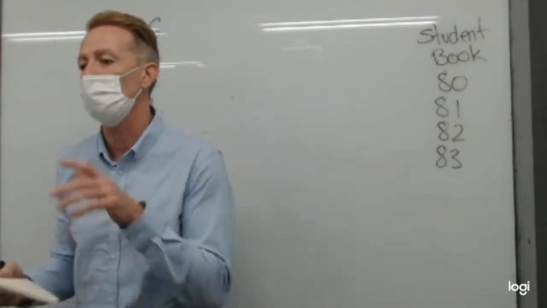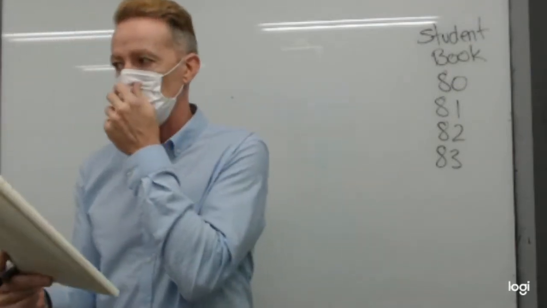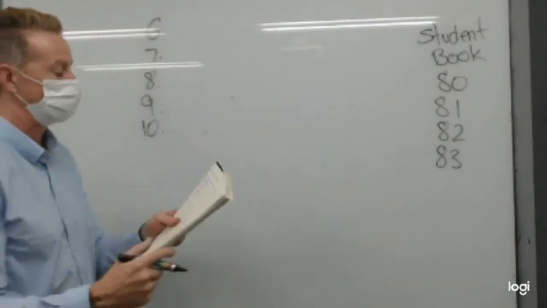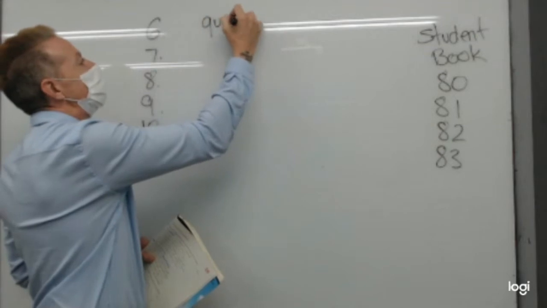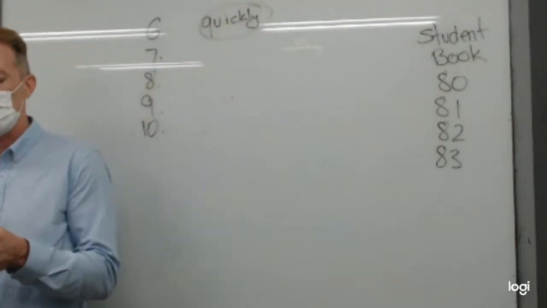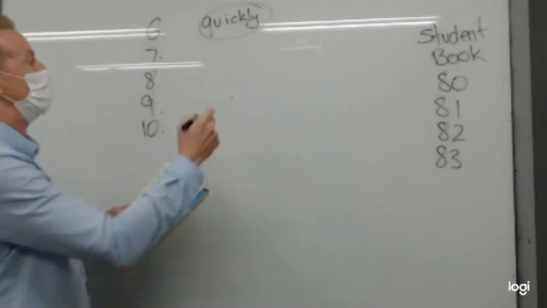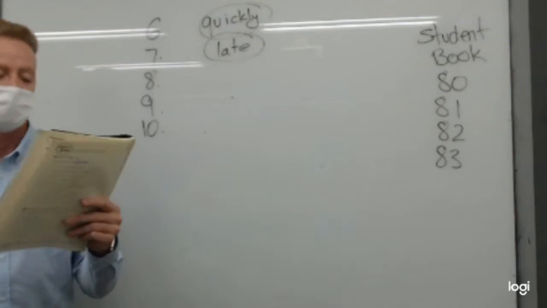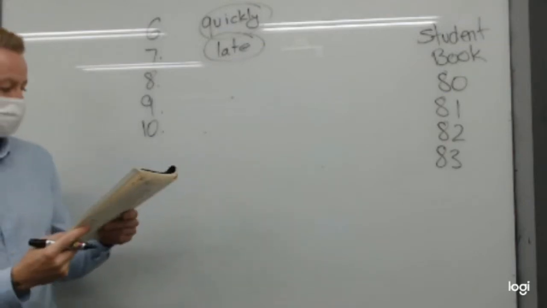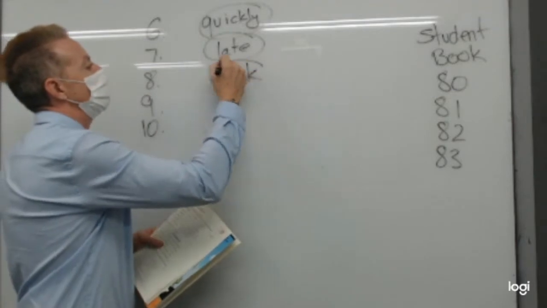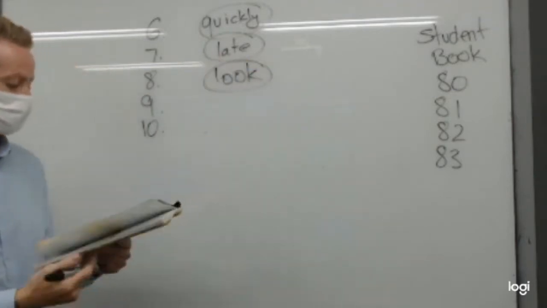All right, let's go around now. I think you guys can answer these ones. Wes, start with you, please. I finished my homework quickly. Good. Circle the answer quickly. Ellie, number seven. Joe always comes to school late. Late, good. Dorothy, eight. The horses look happy in the field. Good. Look. Sam, nine. Look happy for me.